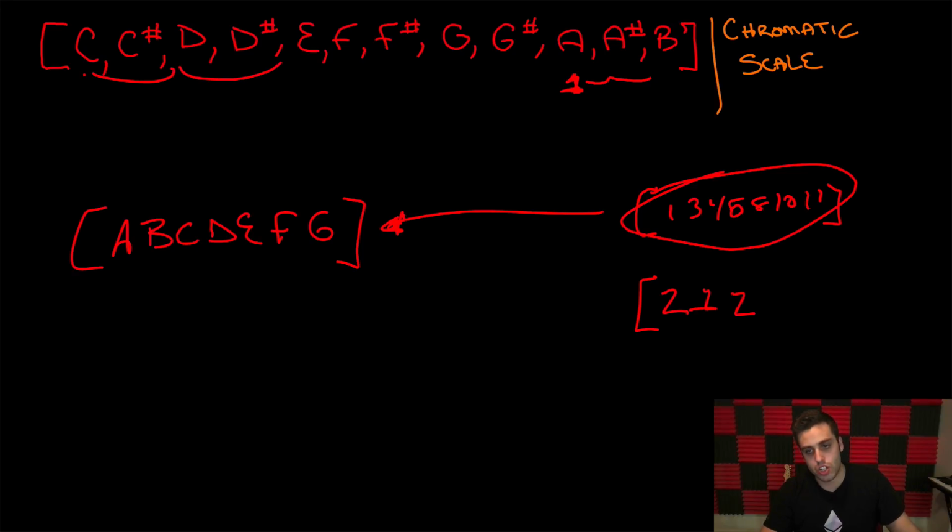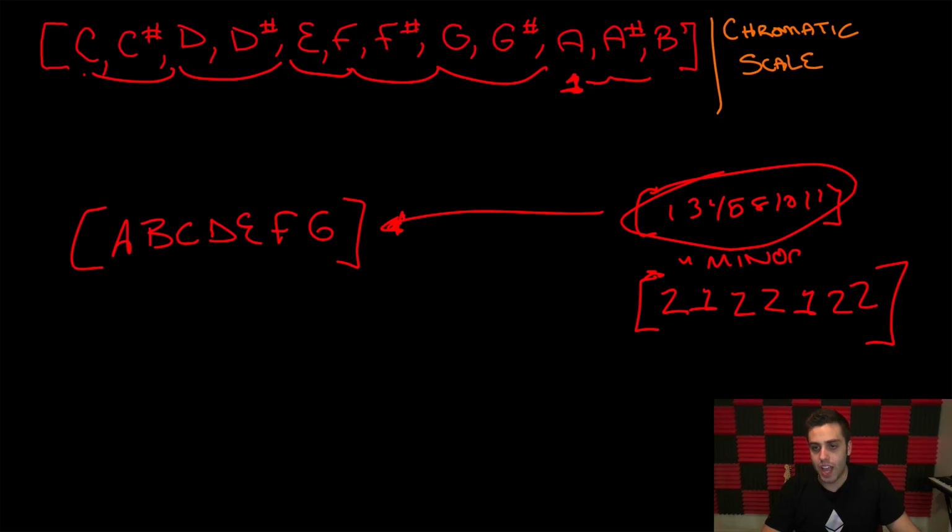D to E is 2. E to F is 1. And then F to G is 2. And then G to A is 2. So we could actually think of an A minor scale as this transformation, which is the relative step you need to take from each note to get to the next note in the scale.